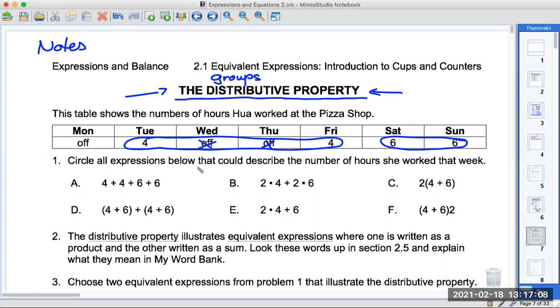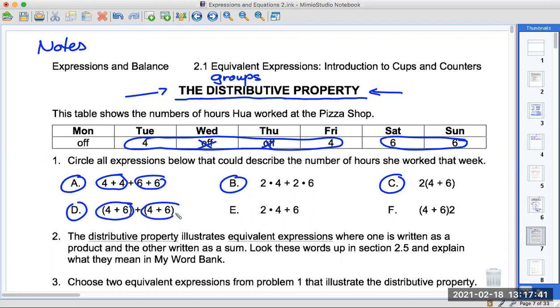Okay, circle all expressions that could describe the number of hours she worked that week. 4 plus, yep, that one. 2 times 4 plus 2 times 6, yep, that works. We could add 4 plus 6 and then multiply that by 2. By the way, this is what it looks like, distributive property. And this one as well, 4 plus 6, you have two groups, different groups. So see, this is one group. Same thing though, you can group the same thing like that. Nope, not that one. 4 plus 6 times 2, yes, 2.